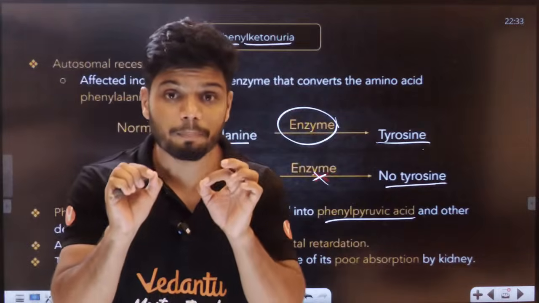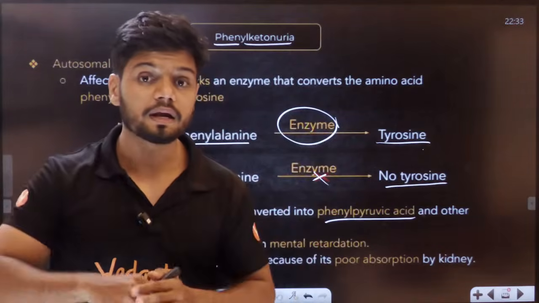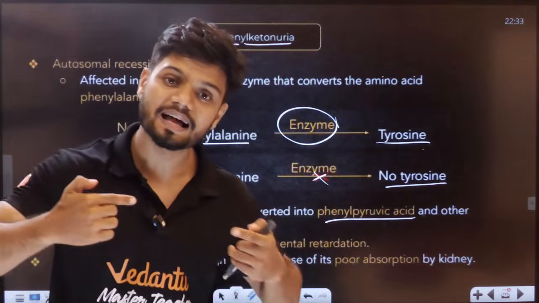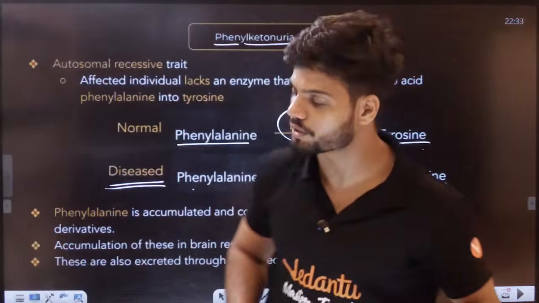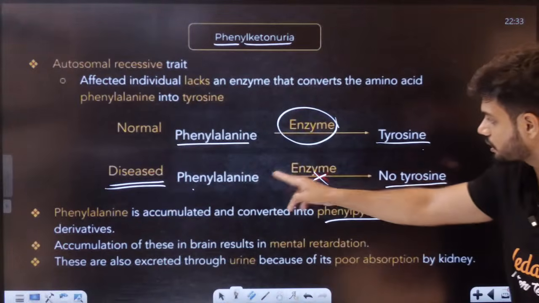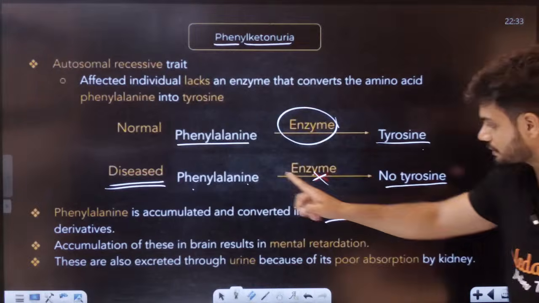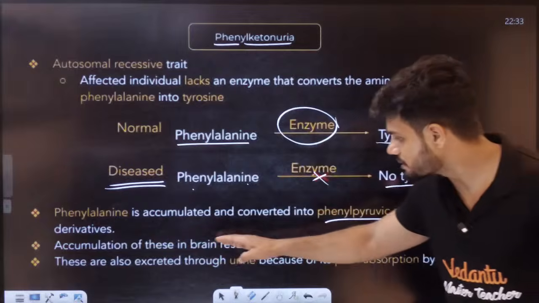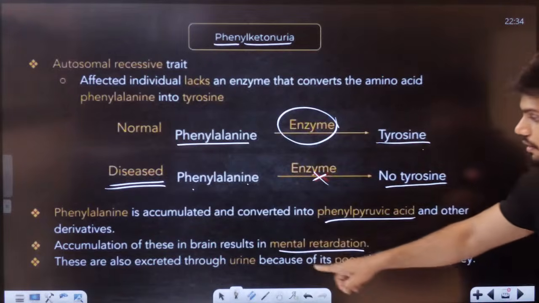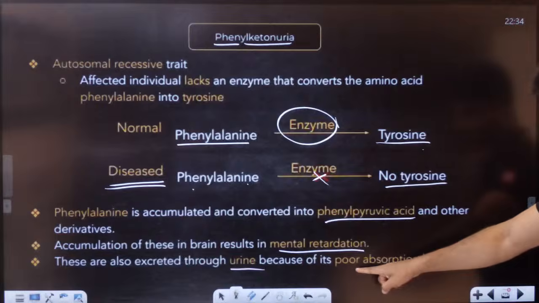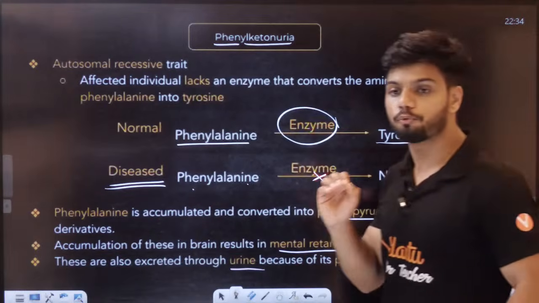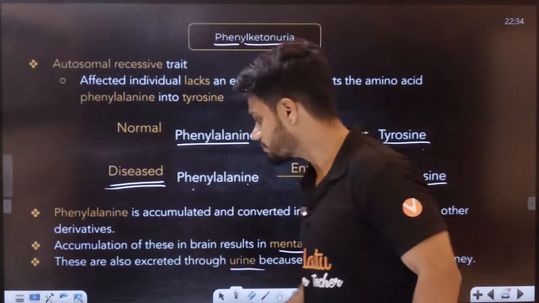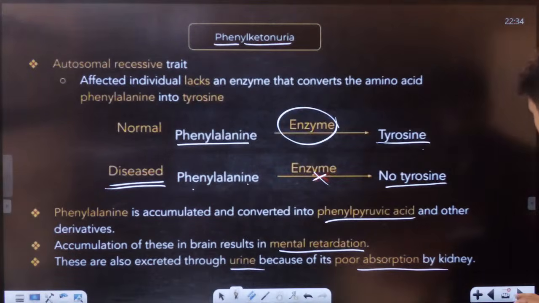And this phenylpyruvic acid starts to accumulate in the brain, starts to accumulate in the bones, and is released in the urine also. So because phenylalanine is not converted to tyrosine, it gets converted to acid that gets accumulated. Accumulation of these in the brain can cause mental retardedness, and excessive excretion through urine happens because of poor absorption by the kidney. That is your phenylketonuria, students.